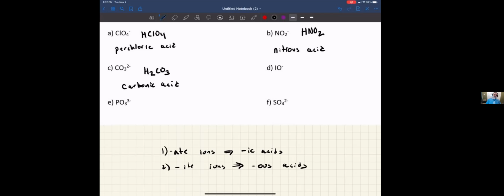Now with IO minus, it's hypoiodite. And so it will become hypoiodous acid. I'll only need 1 proton in order to go with it to make a neutral compound. And again, hypoiodous acid. Okay, the next one is PO3 3-, that's phosphite, and I'll need 3 H pluses to go with it.